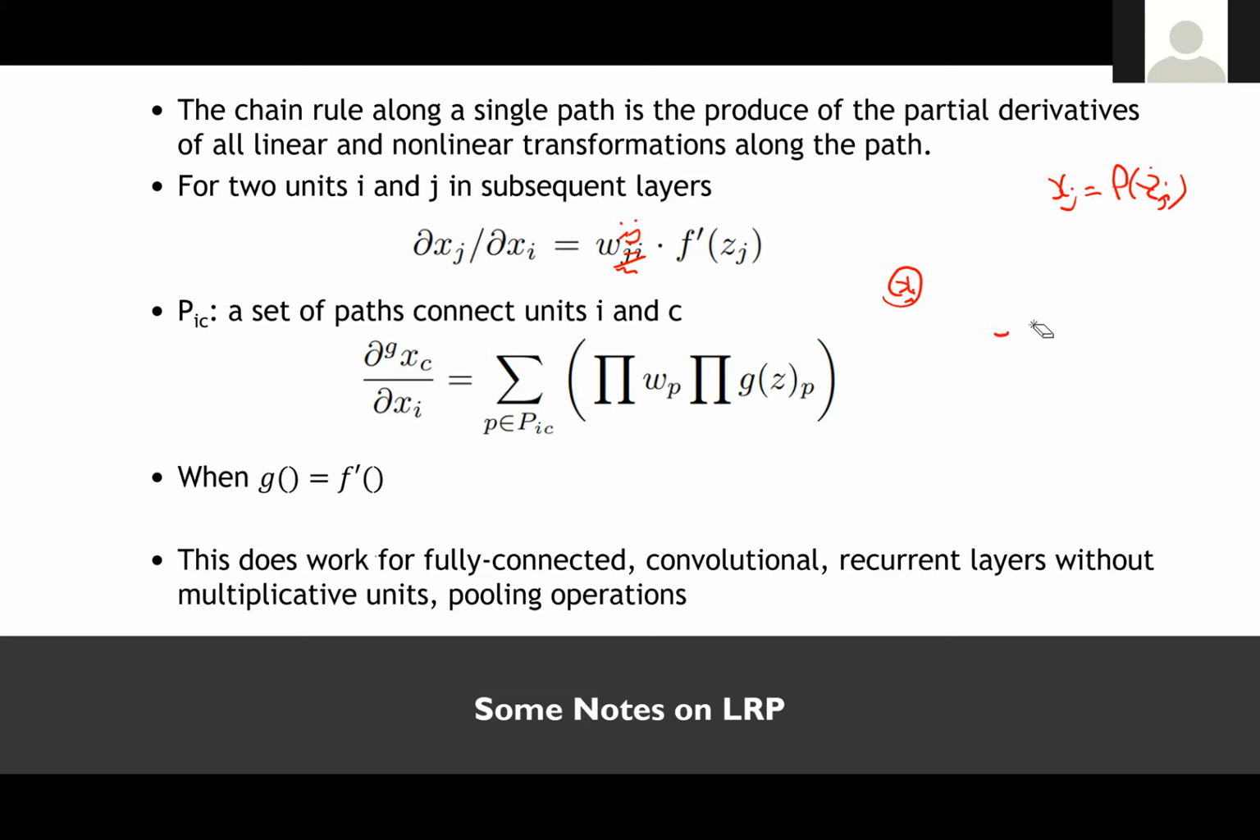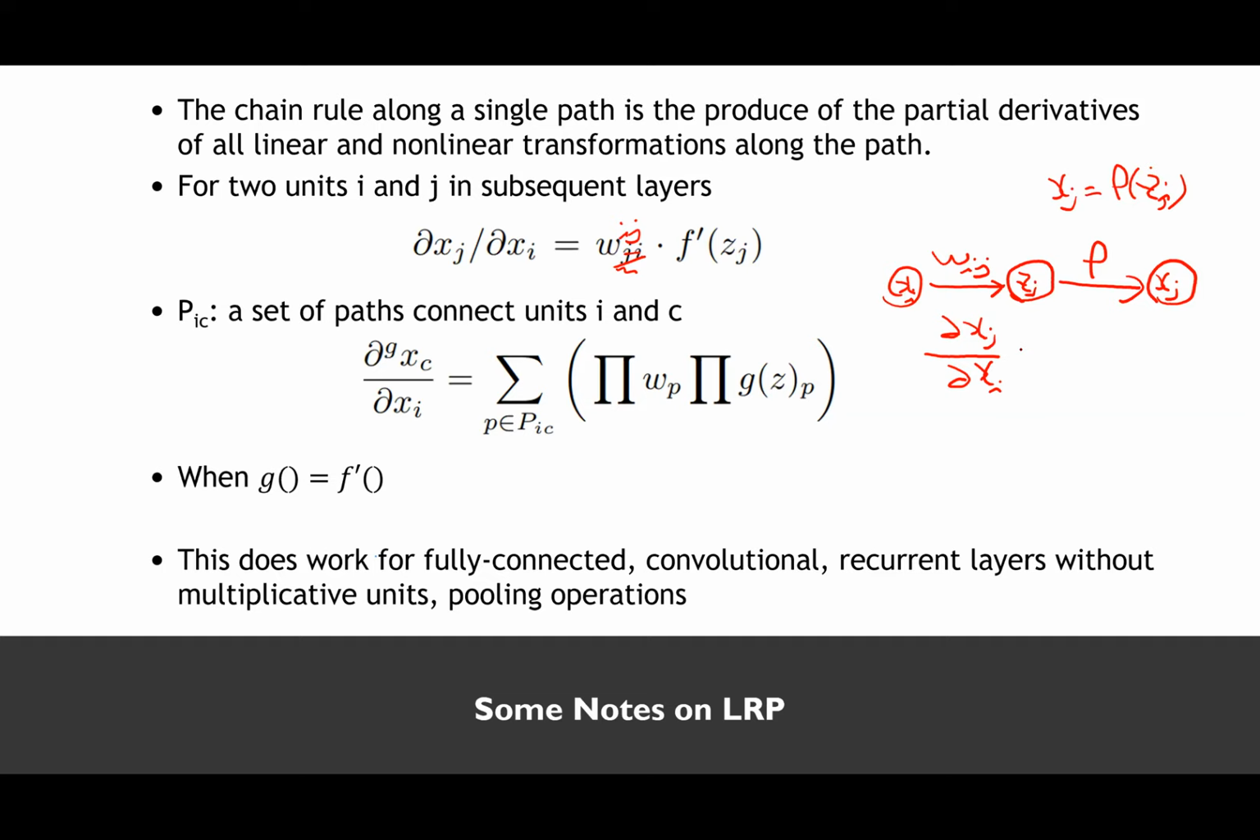So we have z, activation f, j, w_ij, and here we have x_j, right? So if we try to compute the partial derivative, then we will have w_ij times f prime, right? So this is from the equation, right?